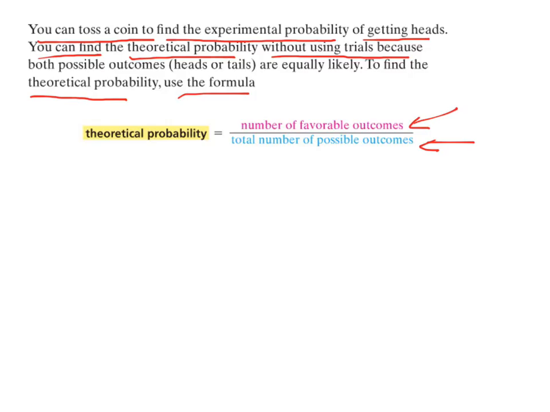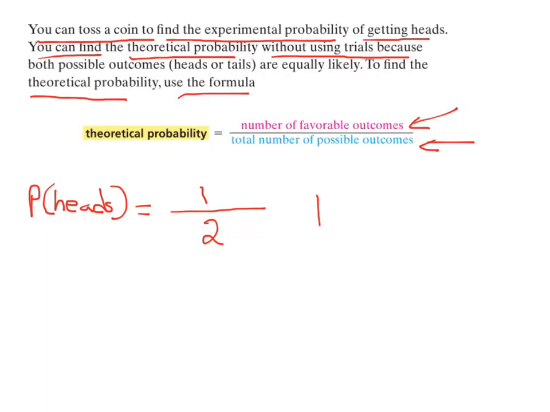For example, in a coin, what is the probability of a coin landing on heads? What is the total number of possible outcomes? 2, because there are only 2 sides in a coin. How many heads are there in the coin? 1. So the probability of a coin landing on heads is 1/2.